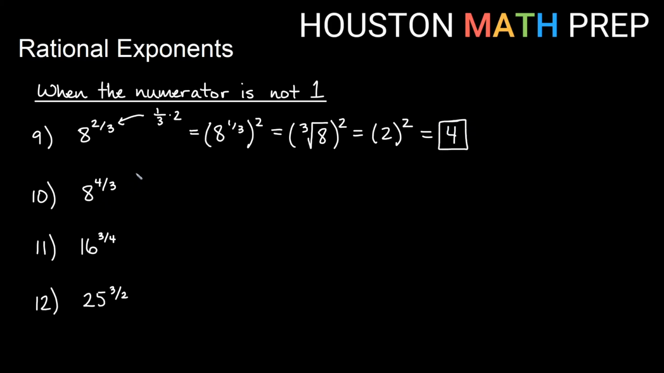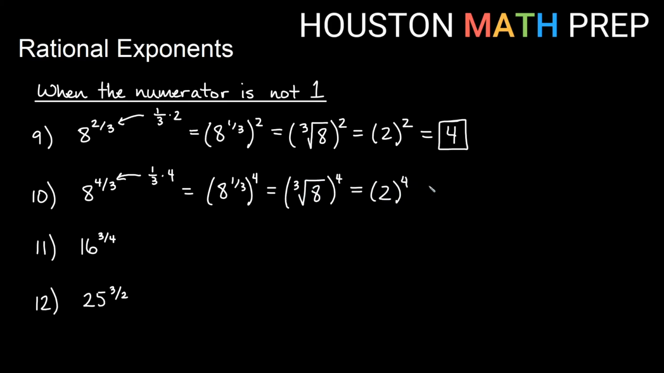Here I have 8 to the 4/3. So this one I'm going to think of as 1/3 times 4. So I want to sort of imagine this being 8 to the 1/3 power, and then all of that to the 4. Properties of exponents says now this would be 1/3 times 4. So again, now think of your 8 to the 1/3 as just cube root of 8. And then we'll have the 4th power. So we already did the cube root part. The cube root of 8 is 2. So that gives us 2 to the 4, right? And 2 to the 4 is going to give us 16.